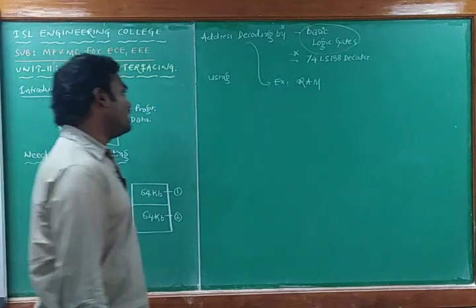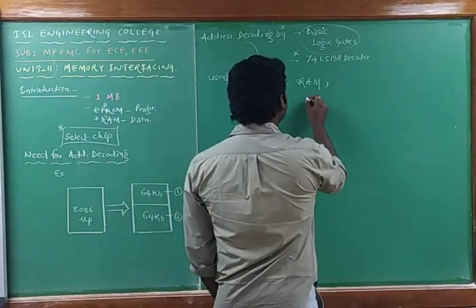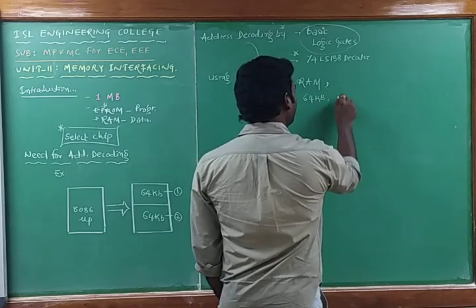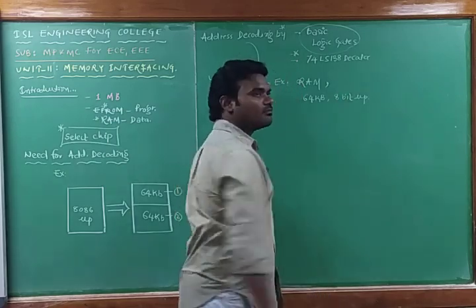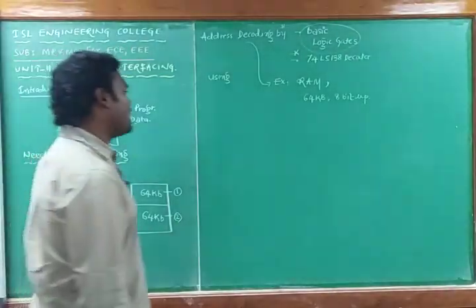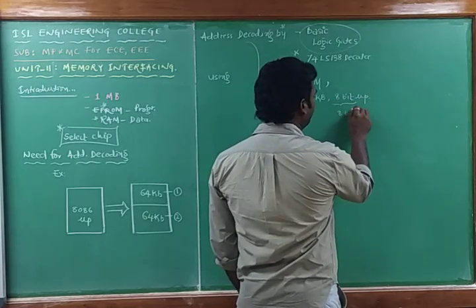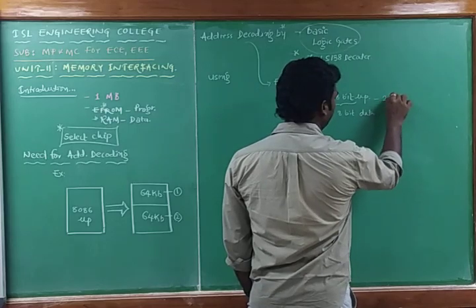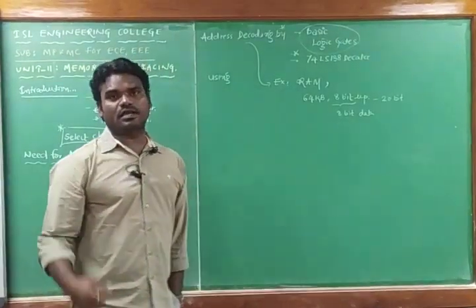We are not going with the 16-bit processor. Now it is 8-bit. It is a 64 kilobyte RAM with the 8-bit processor. It is an 8-bit processor, which means it has 8-bit data lines, and it has 20-bit address lines, similar to the 8086 microprocessor.